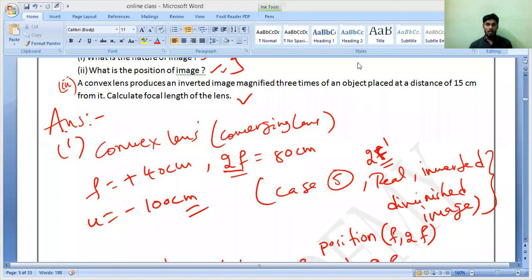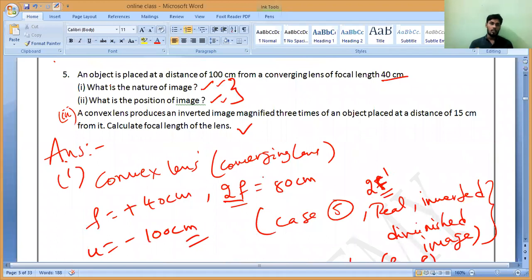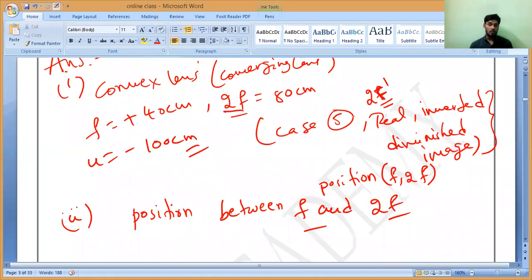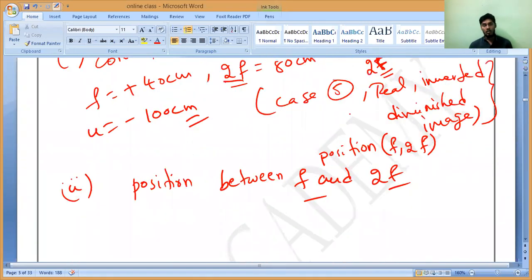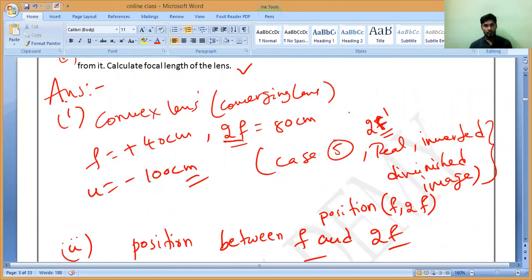Okay, so now what remains? So what is the position they are asking? Second question, what is the position? Position is between F and 2F. Correct or not? Yes, sir. Position of the image is between F and 2F, sir. Position of the object is beyond 2F.